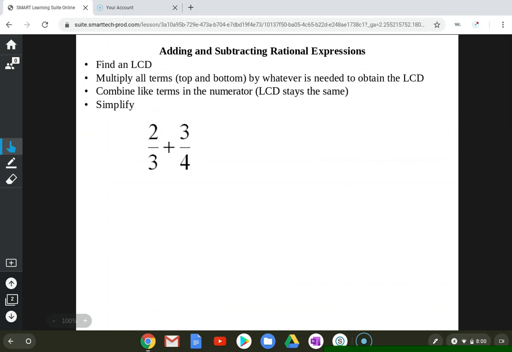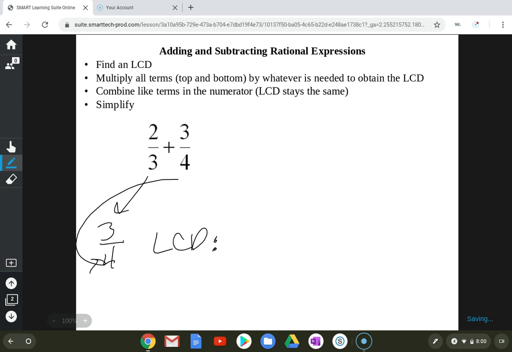The first thing that you have to do is find an LCD, a least common denominator. The way you do that is you list your denominators. So we have a denominator of 3, and we have a denominator of 4. Our LCD must contain both of these at least once. So it has to have a 3 in it, and it has to have a 4 in it, which means our LCD, the smallest denominator that contains both of these, would be 12.